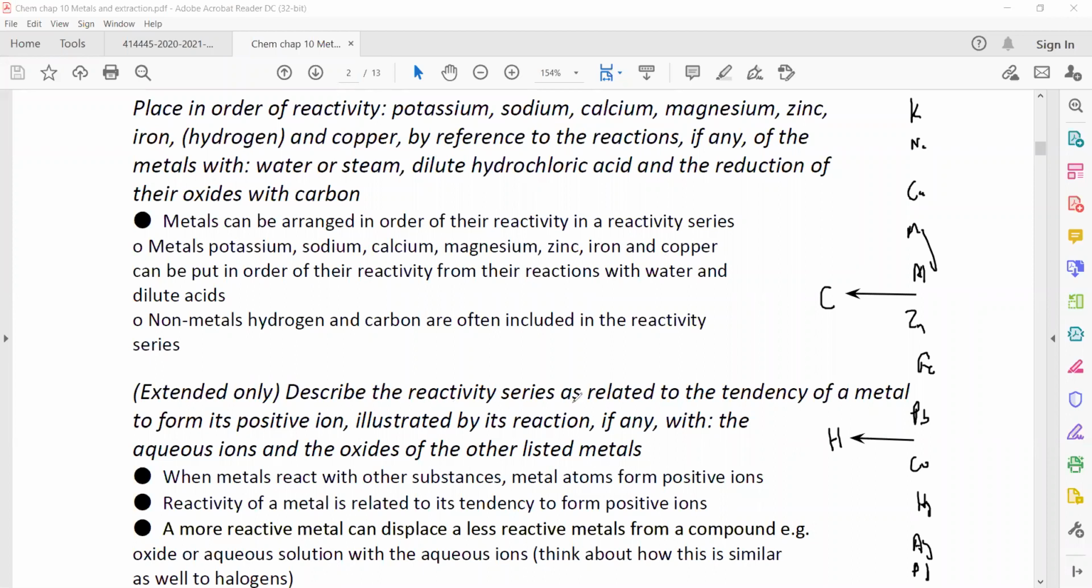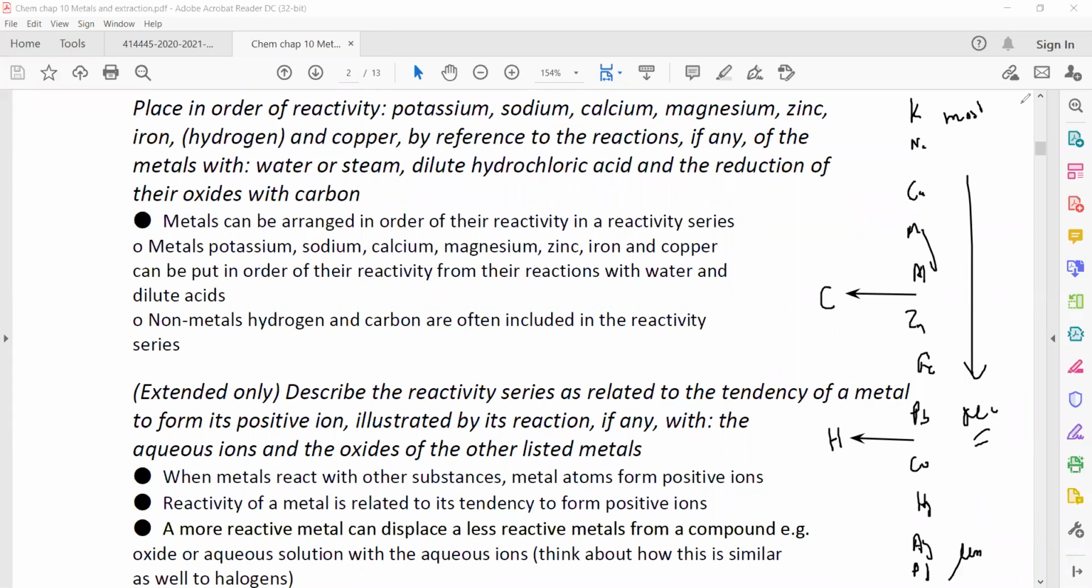And describe the reactivity series as a tendency of a metal to form a positive ion. So when we say as we go down in the series, the reactivity decreases. So what is the meaning of reactivity decrease? It means at the top we have the most reactive metal, and at the bottom we have less reactive metal.